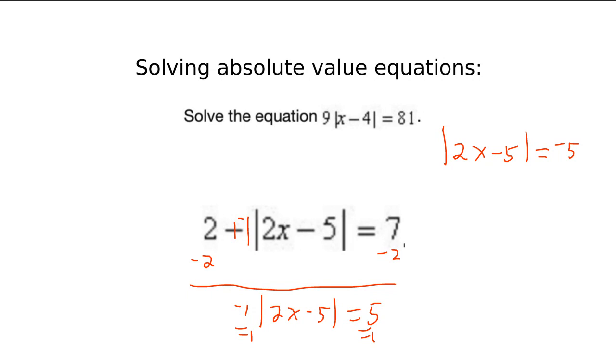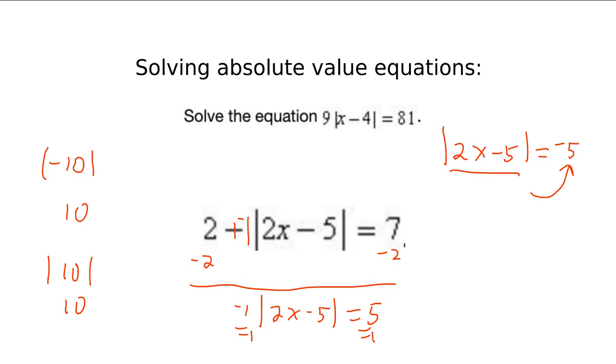Why can't I go on any farther? Why do I know I can't? Absolute values can't be negative answers. When you take an absolute value of anything, I mean, if you take an absolute value of -10, you get +10. You take an absolute value of 10, you get 10. How are you ever going to take an absolute value of something and end up with a negative number?